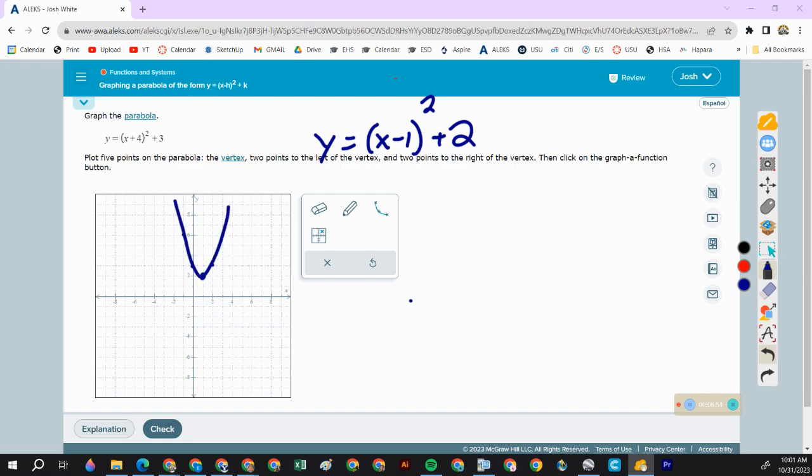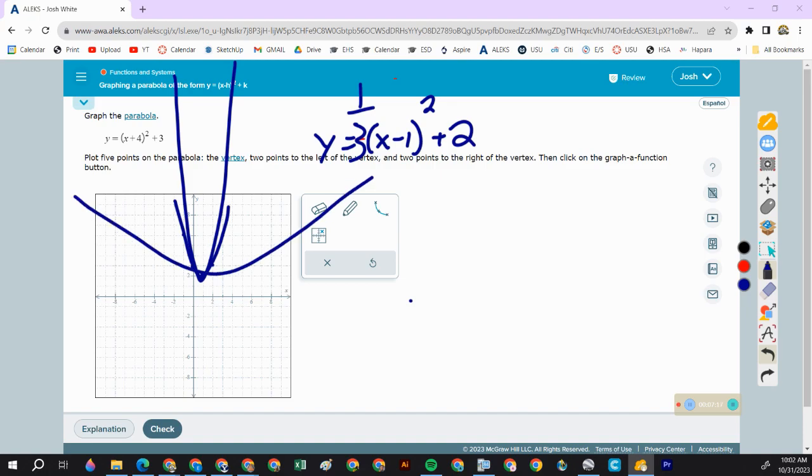Now, there is a way to flip a parabola upside down, and that would be putting a negative out front. But this question is not going to do that. There's also a way to make a parabola taller or shorter. So if you were to put like a 3 here, then your parabola would be 3 times taller. If you were to put a 1/3 there, then your parabola would be 1/3 as tall.